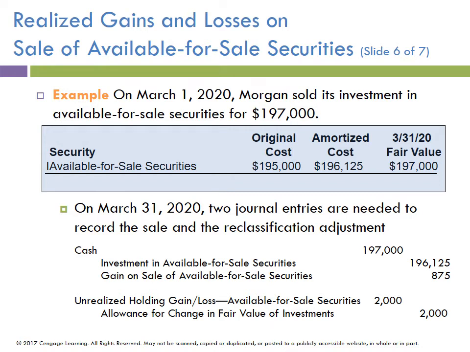They will also remove the accumulated other comprehensive income component. So that's the $2,000. So they need to credit the allowance for change in fair value because we've got to get rid of that contra account. We no longer have that investment. So we credit that, and we would debit the unrealized holding gain or loss for $2,000.